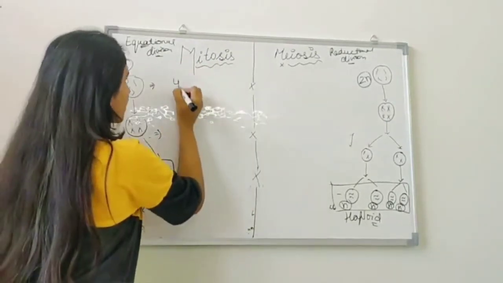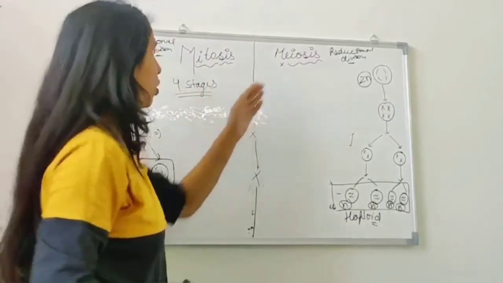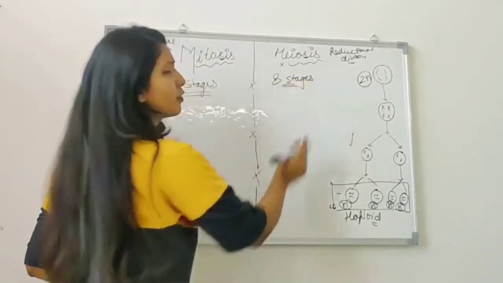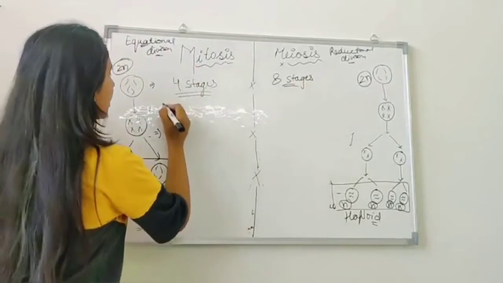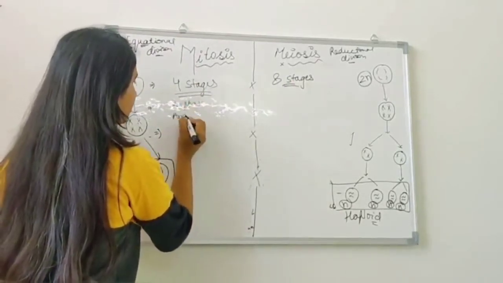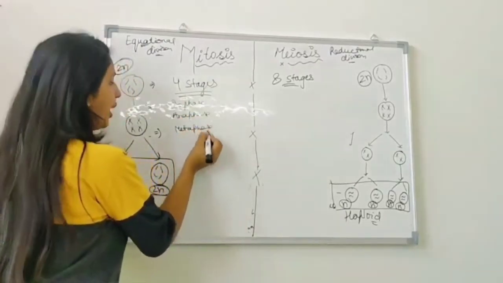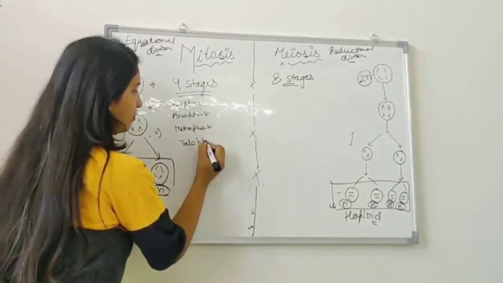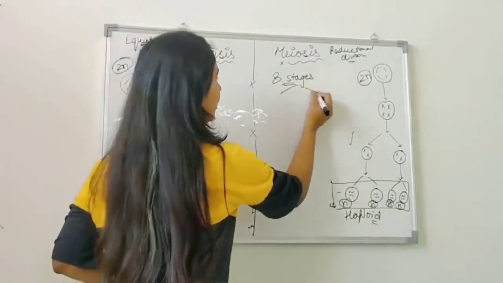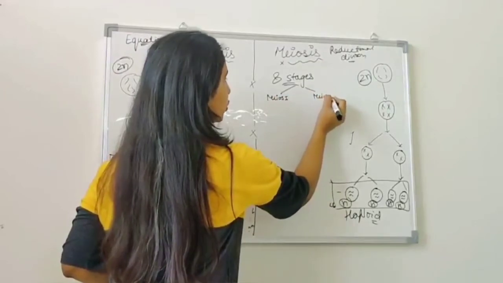Mitosis has four stages. But in case of meiosis, it has eight stages. You have to learn this only for the MCQ. The four stages are called prophase, anaphase, metaphase, and telophase. But in meiosis, there are eight stages, which are meiosis 1 and meiosis 2.